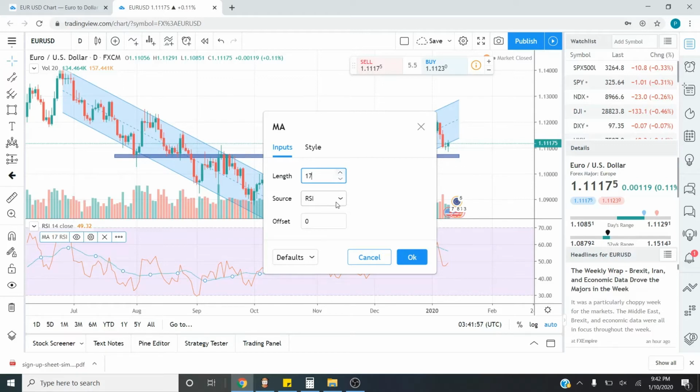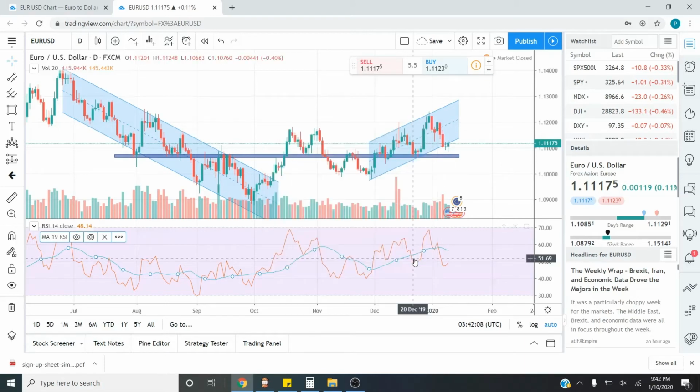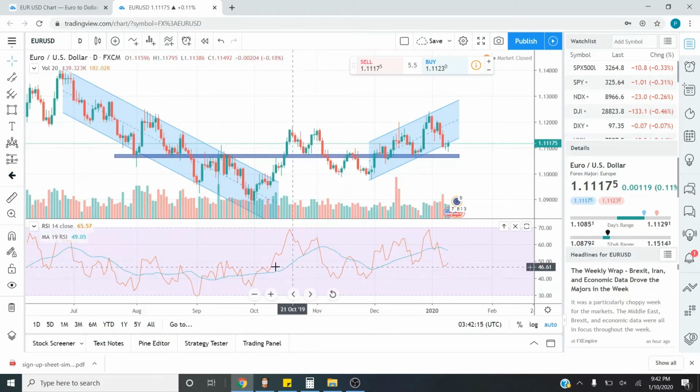And you can see the source here. You can apply it to the price if you want, like the open. But for now, I'm applying it to the RSI. I'm going to put it at 19, I think that should be good. Okay. So now we can see a smoother variation to the RSI, right? We see a way smoother curve. You don't have all these crazy signals popping up.